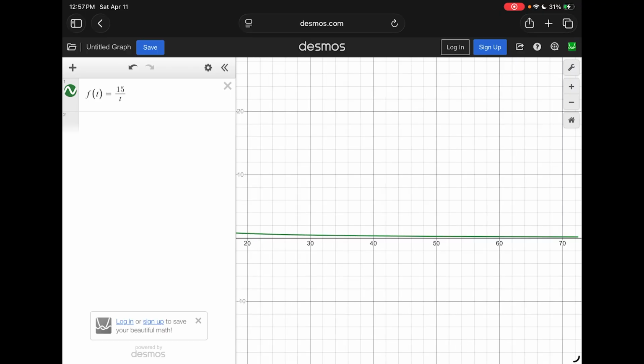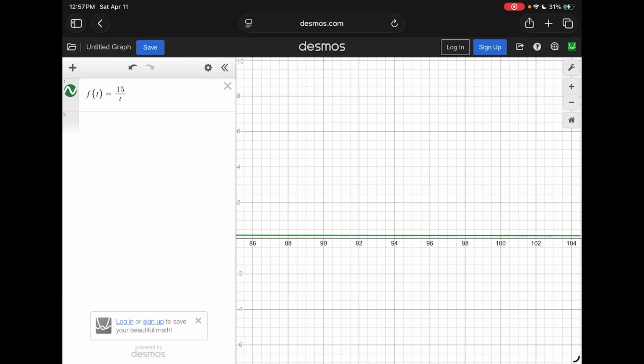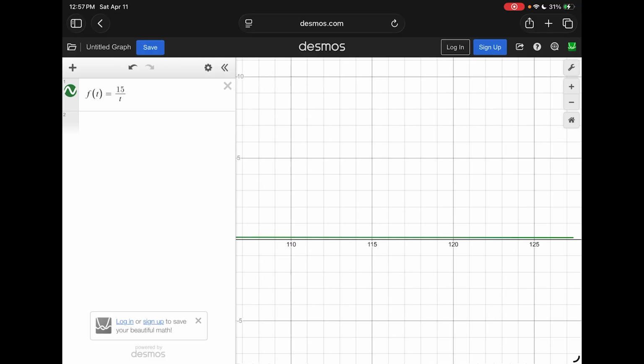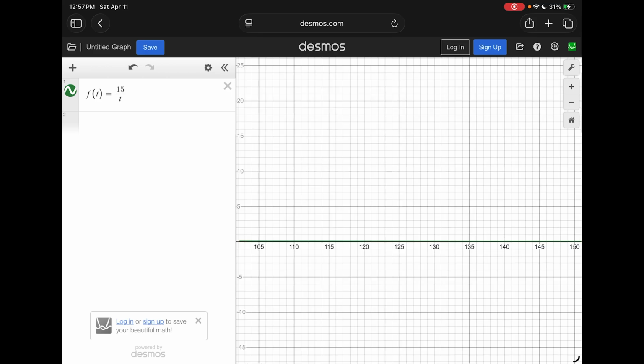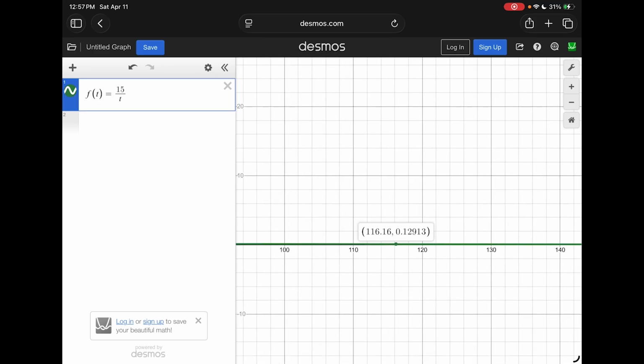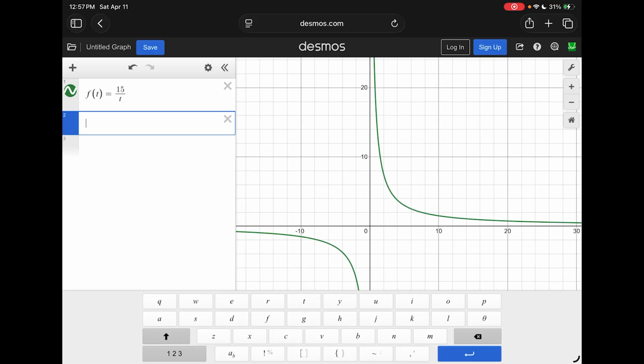Check it out. Notice how this is starting to approach 0. It's getting very, very close to 0. See? And when we zoom out, you can barely tell the difference between the function and 0. And let's look at this algebraically.